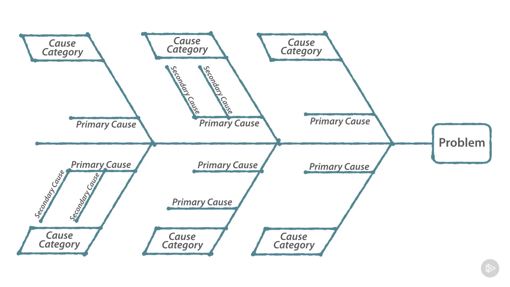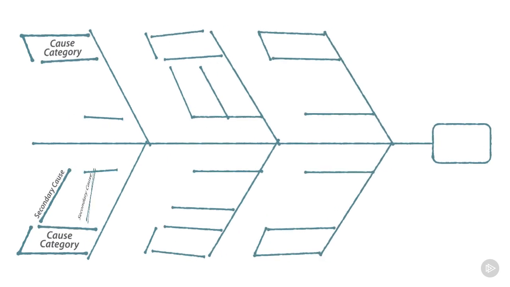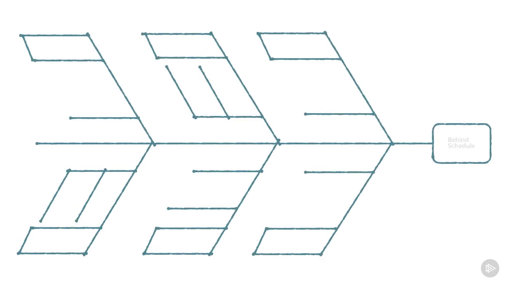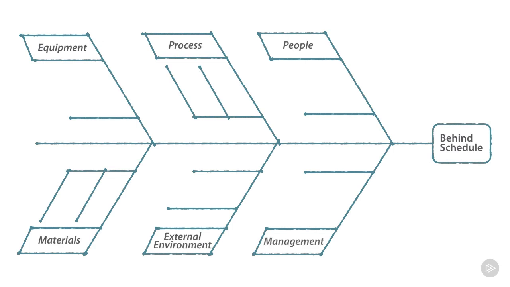Let's apply this to a business example, saying that our problem is that we're falling behind schedule within a manufacturing facility. Here we have 6 different categories that we can look at. Perhaps the problem is with our equipment or with our processes. Maybe it's a people problem. Maybe it has to do with how we're managing things. Perhaps the external environment holds some blame, or the materials that we're using.